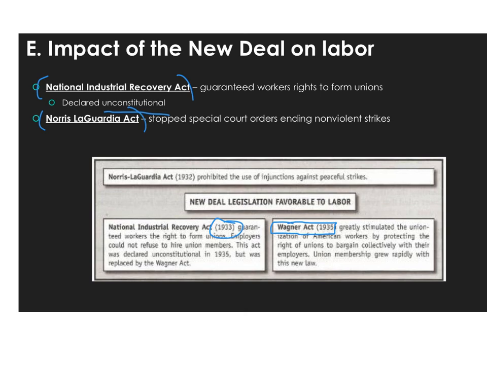The Norris-LaGuardia Act prohibited use of injunctions against peaceful strikes. The government would often go into a peaceful strike and break it up. And the Supreme Court said, hey, unions are like monopolies. You can't have them. The Supreme Court literally ruled that. So it's pretty crazy that they thought it was legal to do that. This act by Congress said, hey, you can't do that anymore. You have to allow unions. Peaceful strikes, peaceful protests are okay. You can't break those up.